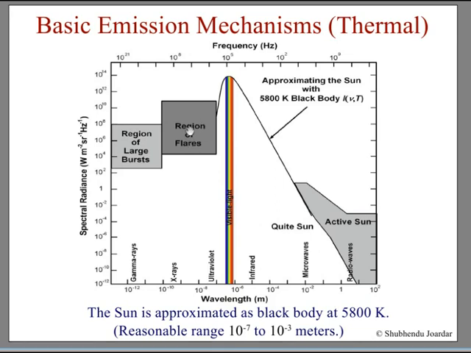These are the regions of flares where you get solar flares, and here you get large bursts in the gamma rays and X-rays region of flares. So if you want to approximate the sun as a black body, you have to approximate it within this frequency range.